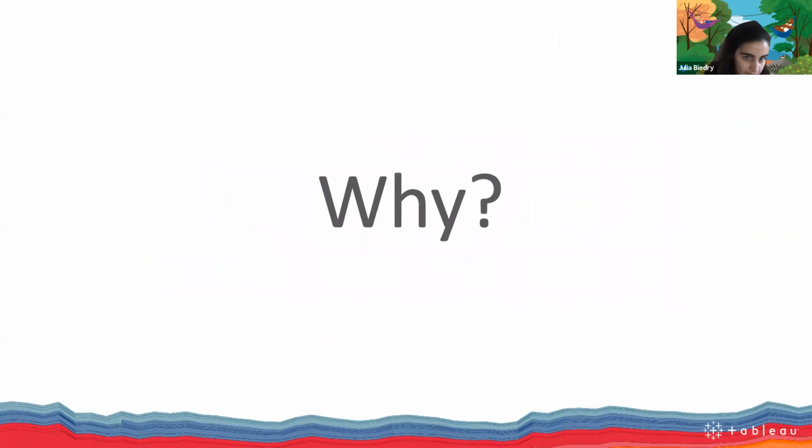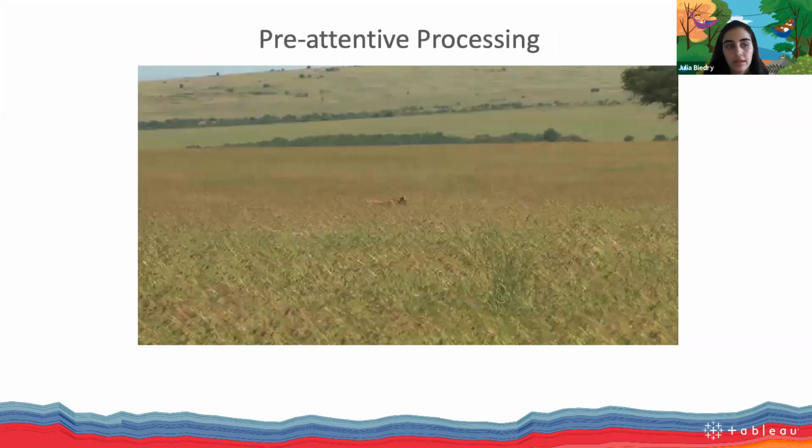So why is this the case? This has to do with pre-attentive processing. This is part of human nature. Many thousands of years ago, we had to respond quickly to color, size, location, and movement. And those with quicker pre-attentive processing survived, perceived threats. For example, we can see the lion here in the grass.